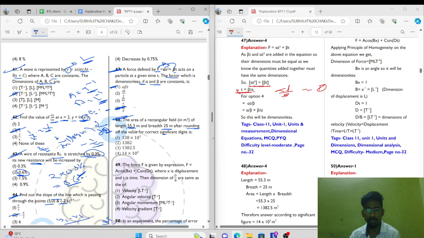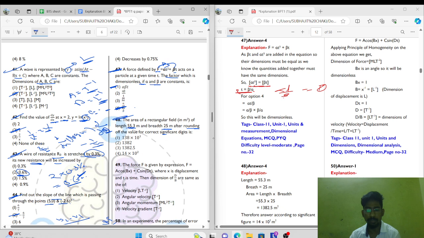So now multiply 25 with 0.3, it will become 7.5. So it will become 1382.5. So if you round off the value, it is very near to about 1400, right? So which is equals to nothing but 14 into 10 square. That means option number 4 is the correct one, right?